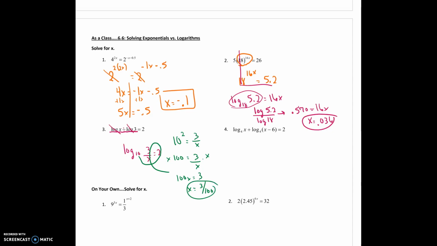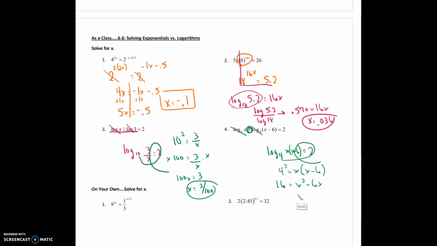Number 4 is similar because it's a log equals a number, so I will condense it down into 1 log equaling 2. And when you ignore the logs here, this plus will turn into multiplication. So here goes my exponent. 4 to the second power equals that. I'm going to clean this up. This becomes 16. The right side is x squared minus 6x.